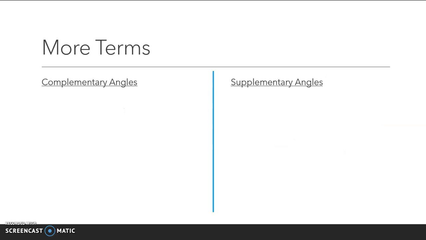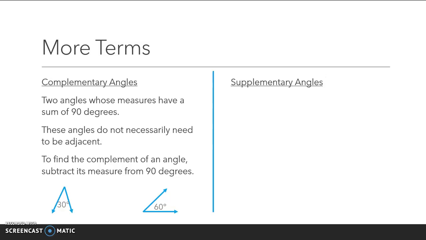Our next two terms are complementary and supplementary angles. So take a minute to write down what you remember about complementary and supplementary, and then press play to see what the definitions are and how to use those definitions to find missing measures.